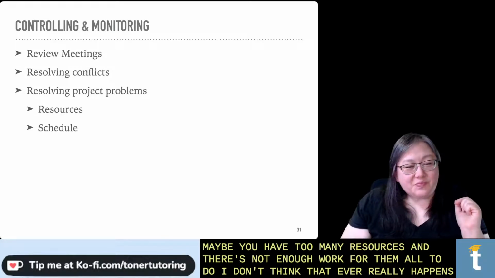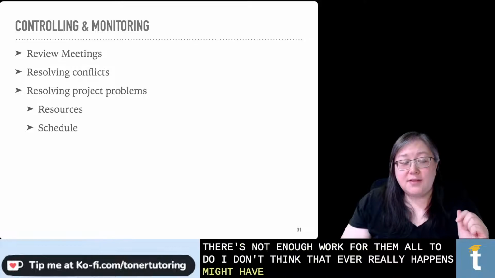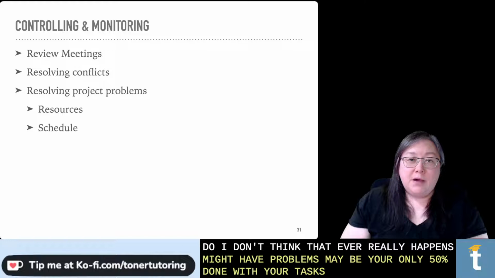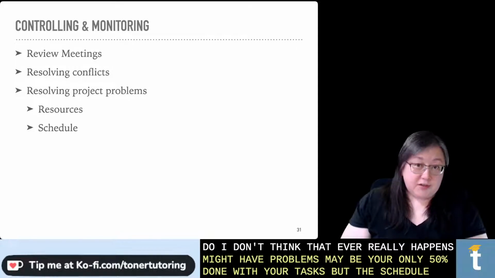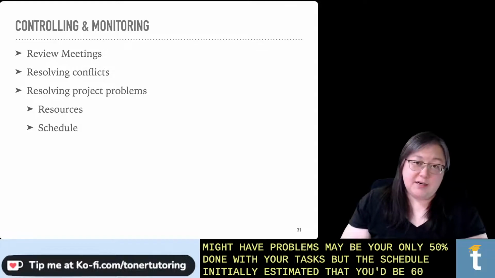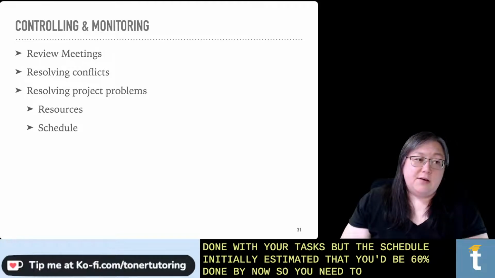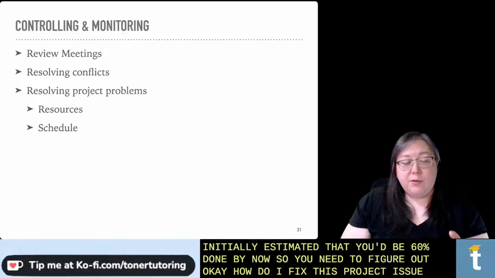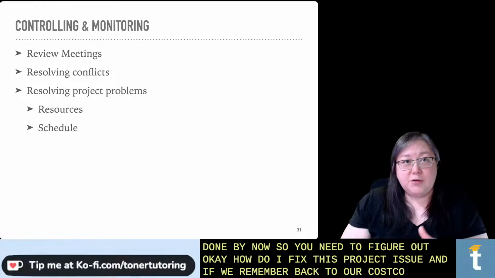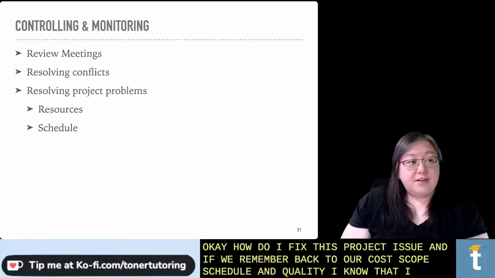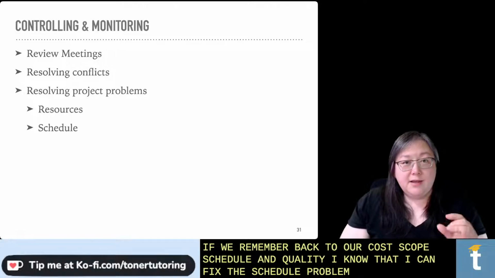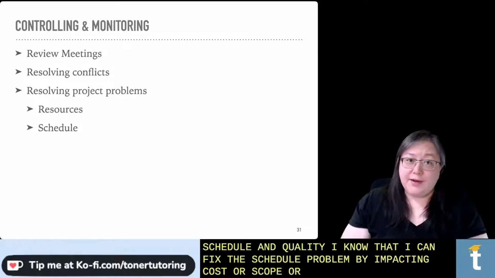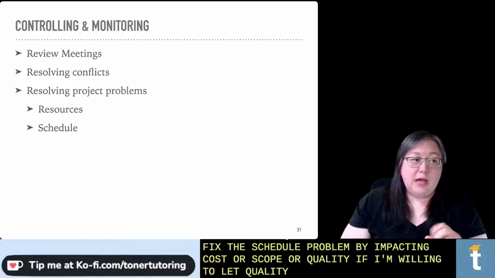The schedule might have problems. Maybe you're only 50% done with your tasks, but the schedule initially estimated that you'd be 60% done by now. So you need to figure out, okay, how do I fix this project issue? And if we remember back to our cost, scope, schedule, and quality, I know that I can fix a schedule problem by impacting cost or scope or quality, if I'm willing to let quality be compromised.